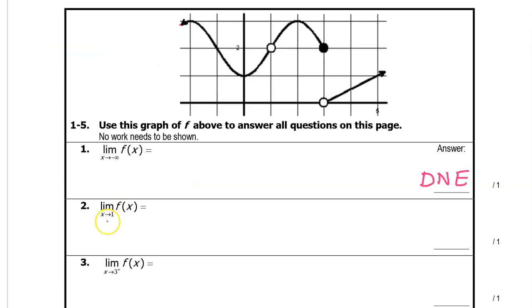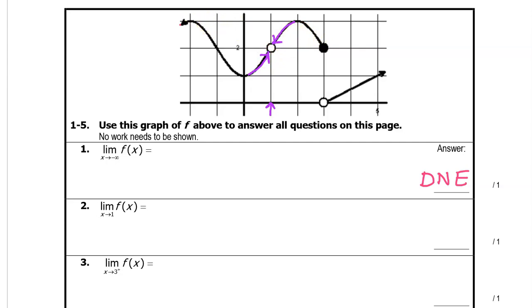Number 2, what about the limit as x approaches 1 of f of x? Well, here is the x value of 1 right here. So as we approach 1 from the left, this is what's happening. And as we approach 1 from the right, this is what is happening. So the limit exists because for the limit to exist, you have to be approaching the same value from the left and from the right.